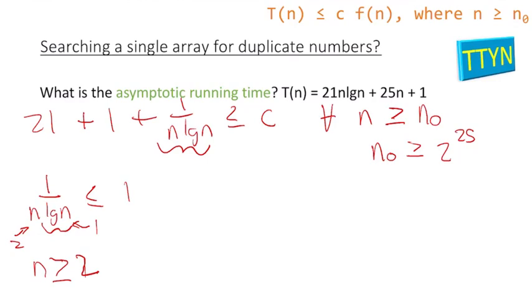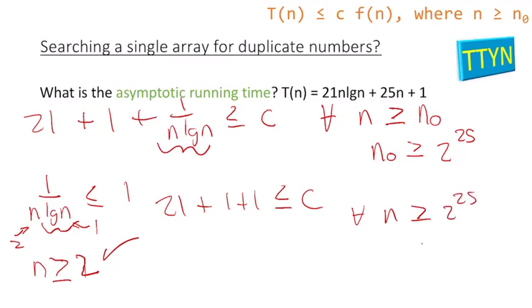Well, we've already got that n naught is 2 to the 25, so that one's going to be fine, and we can just replace it with 1. So what we have is 21 plus 1 is less than or equal to c for all values of n greater than or equal to 2 to the 25th power. So c can be 22 and n naught can be 2 to the 25th.